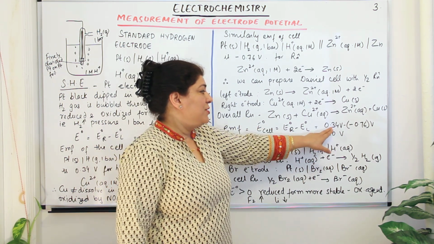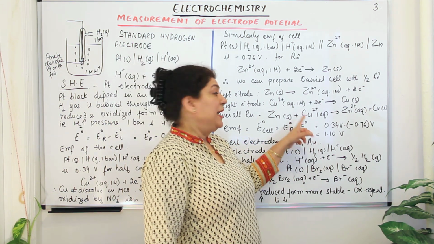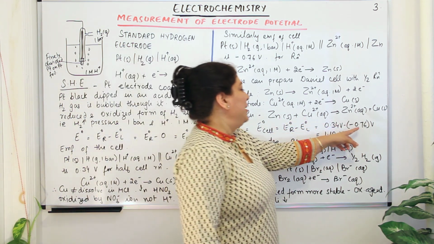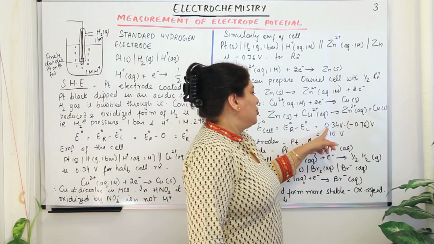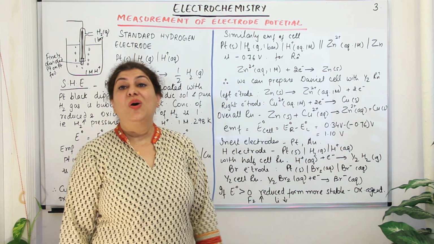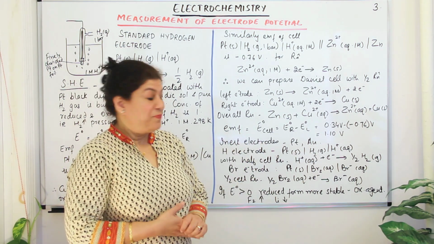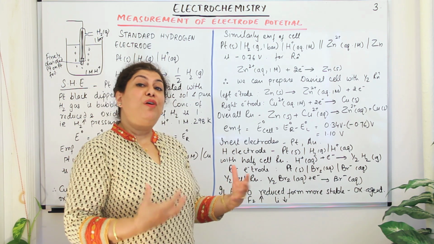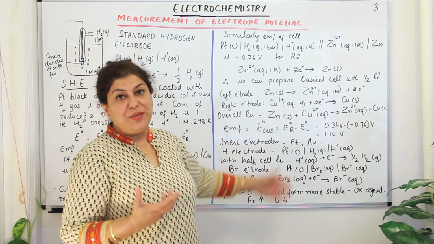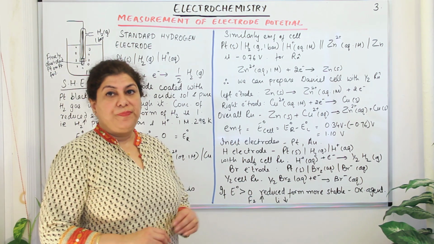What is its EMF? It is 0.34 volts minus E left, the anode, which has a negative value, and when we subtract it, both become positive. So 0.34 volts plus 0.76 volts would be 1.10 volts, and that is the EMF of a Daniell cell. And that is how you calculate the EMF of different cells where you have different electrodes of different metals or different material. Let us now talk about inert electrodes.